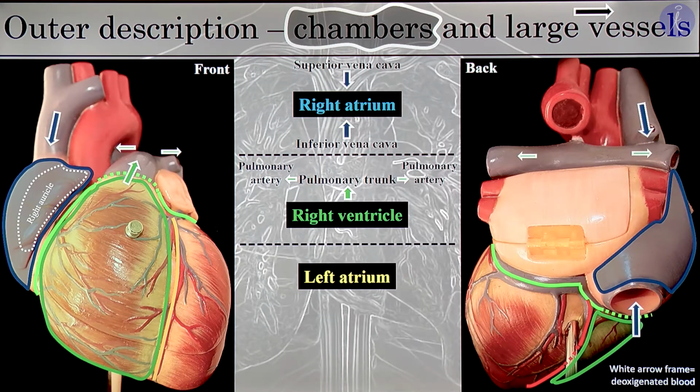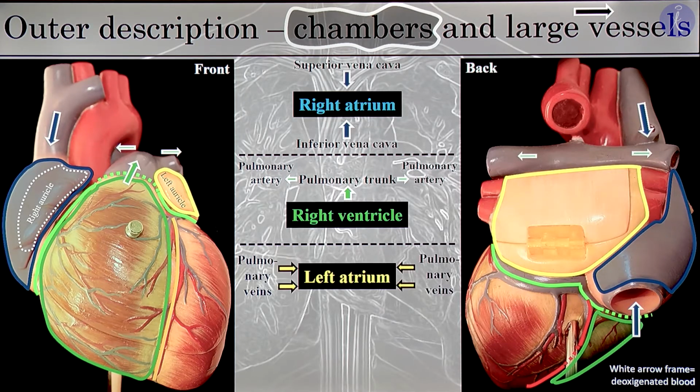The next chamber is the left atrium. Of the left atrium, only a small portion is visible on the anterior view. It's mostly located on the back part, and the anteriorly visible small portion is called the left auricle. As we had the right auricle, this is the left. Into the left atrium drain the four, so two per side, pulmonary veins. Here you can see them, and here I would like to highlight that the black arrow frame always marks those kind of vessels which carry oxygenated blood, so arterial type of blood.